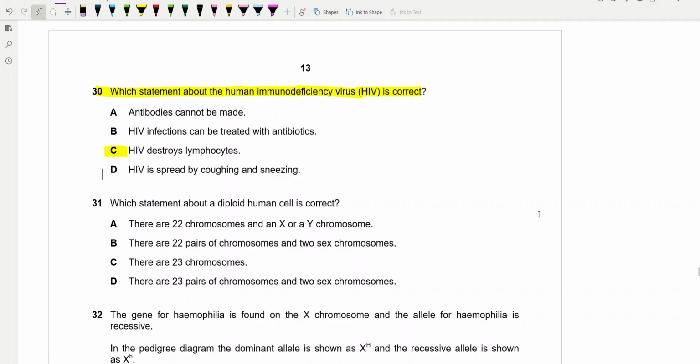Question number 31. Which statement about diploid human cell is correct? Option A. There are 22 chromosomes and an X or Y chromosome. So this one's a wrong option. Option B. There are 22 pairs of chromosomes and 2 sex chromosomes. So this one looks correct. Option C. There are 23 chromosomes. This one's also wrong. Option D. There are 23 pairs of chromosomes and 2 sex chromosomes. This one's also a wrong option. So the correct answer would be option B.